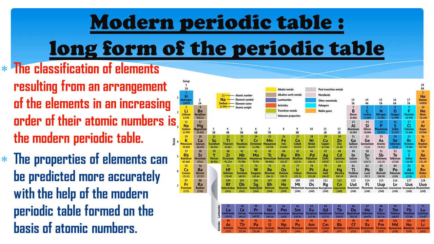The properties of elements can be predicted more accurately with the help of the modern periodic table, formed on the basis of the atomic number. So the elements present in the modern periodic table, their properties can be easily predicted because they are arranged on the basis of increasing order of the atomic number. The modern periodic table is also called the long form of the periodic table because it contains 118 elements till now. You can observe here the first element is hydrogen and the last element is 118, that is UUO.